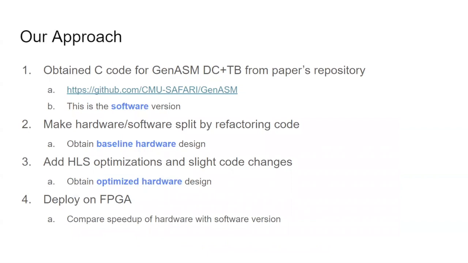So our approach for this project was to start with the baseline software implementation from the GenASM publication, which is written in C, then to refactor the code into a hardware and software split that we thought made sense for implementing a hardware design, and then to optimize our baseline hardware design by changing the code and adding HLS optimizations, and finally deploying it on the FPGA and comparing the performance.